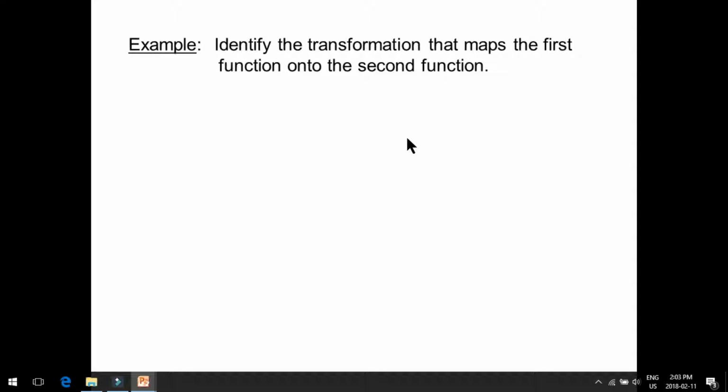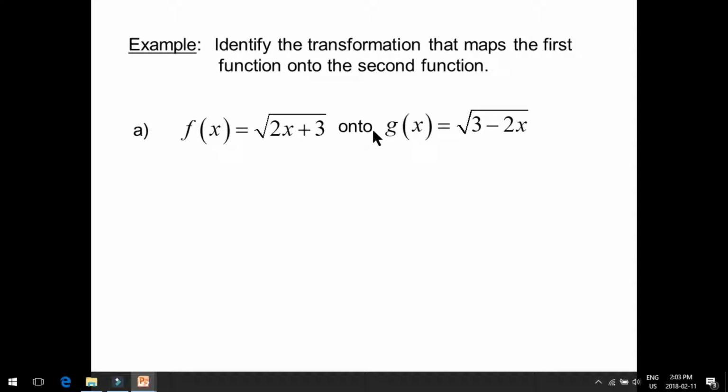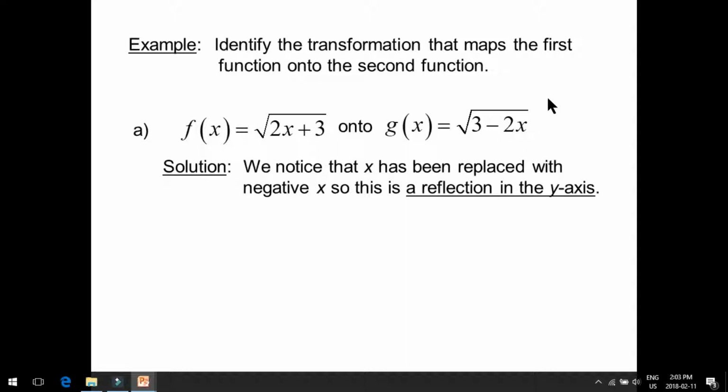Identify the transformation that maps this onto this. We look and we dwell for a moment. The plus 3, it's still plus 3. 2x became minus 2x, so we replaced x with negative x. To go from f of x to g of x, we replaced x with negative x. That's a reflection across the y-axis.